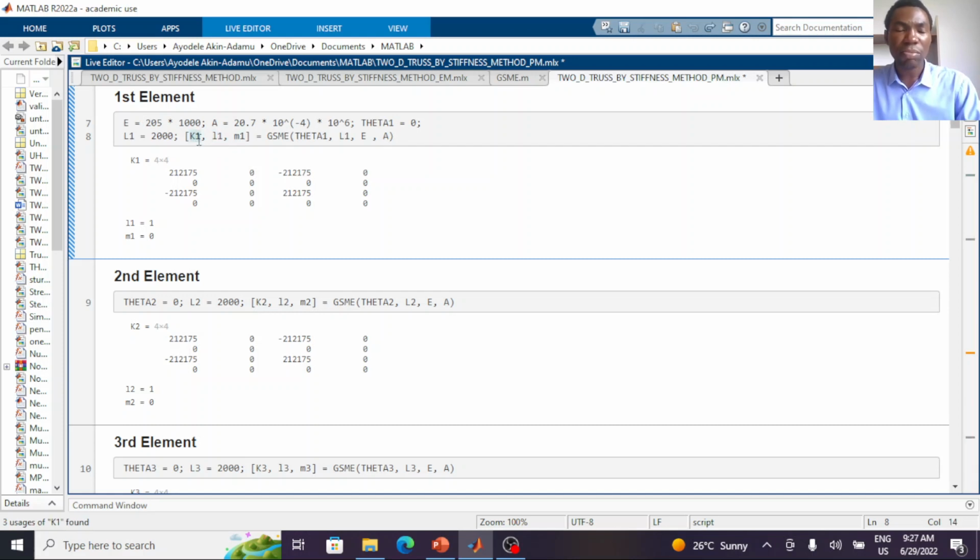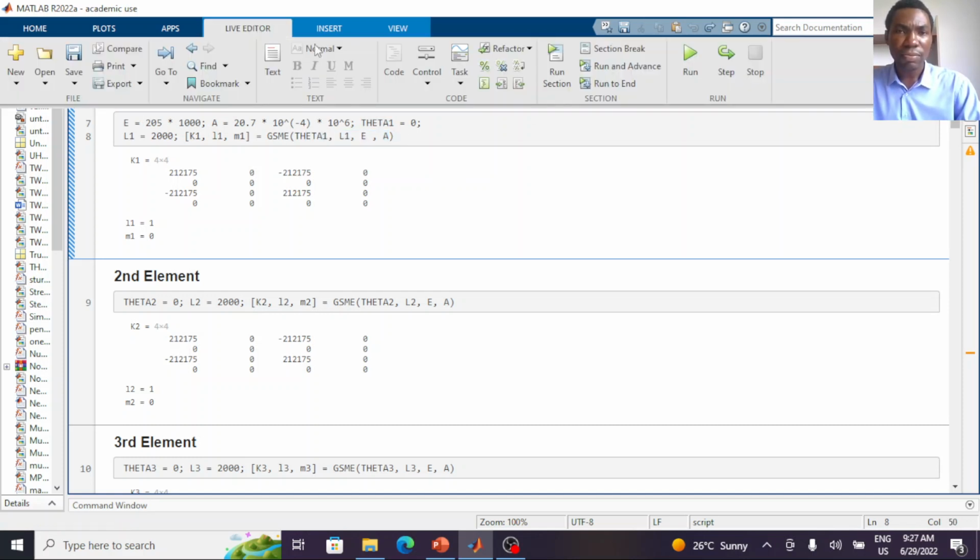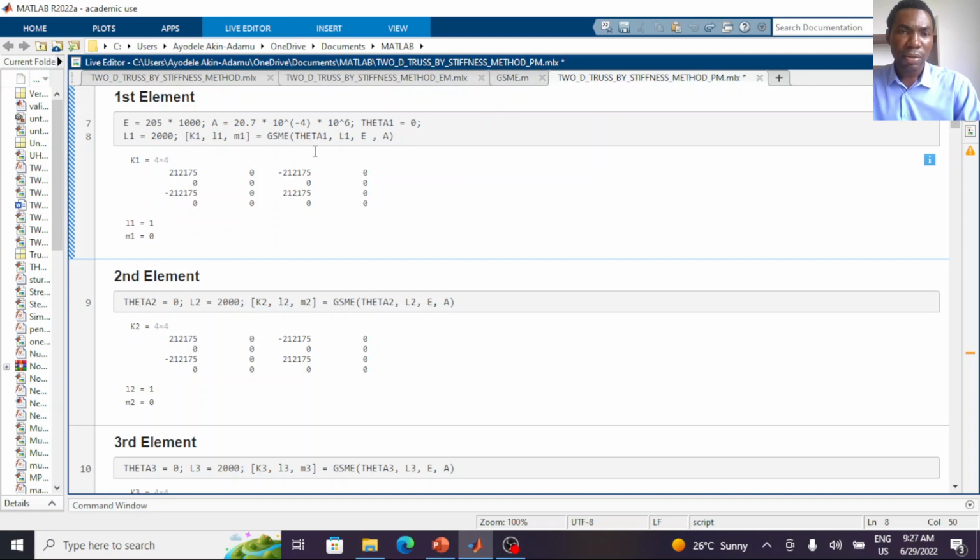where K1 is my local stiffness matrix for element 1, L1 is my cosine angle for element 1, M1 is my sine angle for element 1. So I enter these 4 parameters in the function. So in Matlab, when I write this code, I click on the run function, this run button here. So the Matlab code will run and it will calculate my K1, L1, and M1 for me.